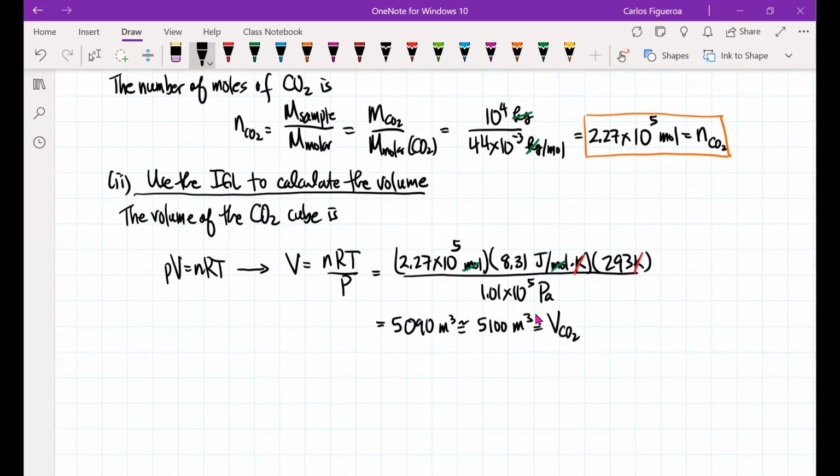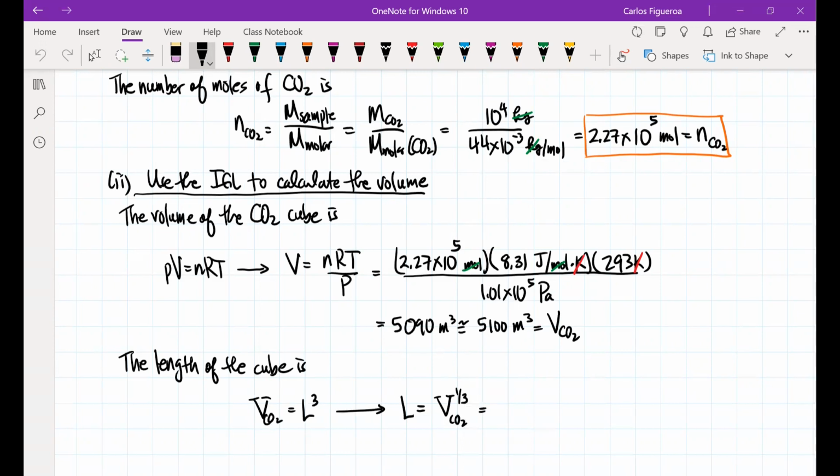So then the length of the cube is going to be, the volume of CO2 is going to be L cubed. So then solving for L, this means I need the volume of CO2 to the 1/3, which then gives me 5,100 meters cubed to the 1/3. And then I get 17.2 meters. So this is the length of the cube.